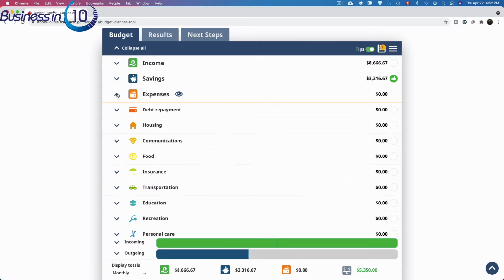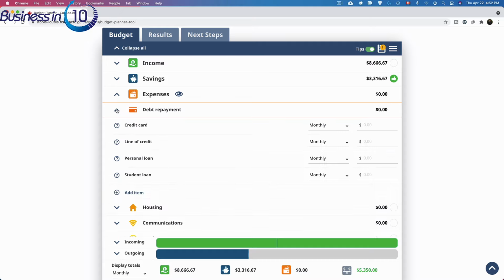Let's move on. Expenses, and this is really cool because they put everything in categories such as debt repayment, housing, communication, food, insurance, and so on. So let's go to debt repayment. We pay credit cards first because it's expensive. So how much on credit cards? It depends what amount you have. I'm gonna put $700. Okay.